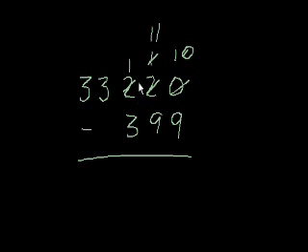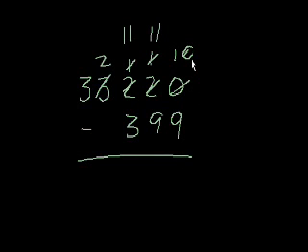So in order to borrow, we do the same thing over again. This 1 will become an 11, and it's going to borrow from this 3, which will become a 2. I think we're done now. 10 is larger than 9. 11 is larger than 9. 11 is larger than 3. 2 is larger than nothing. 3 is larger than nothing. So now we're ready to subtract.